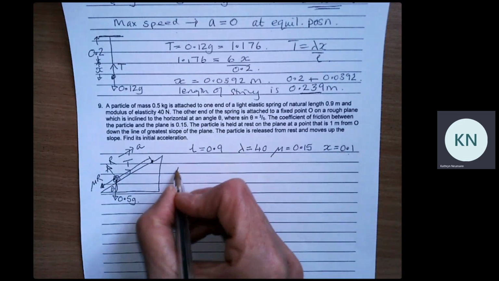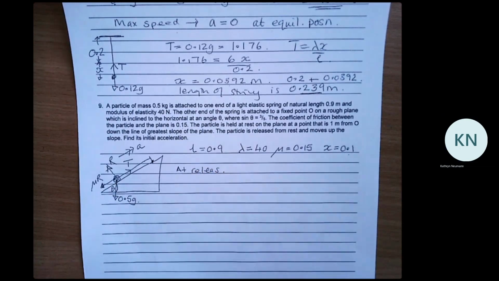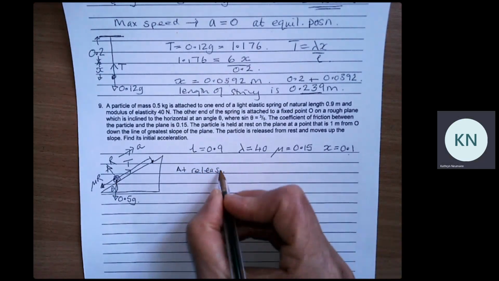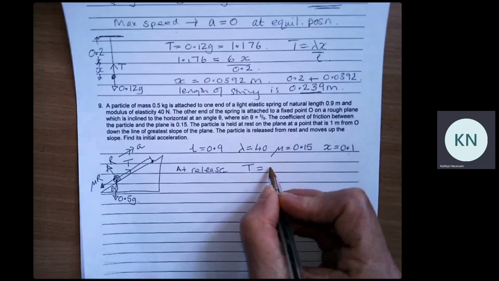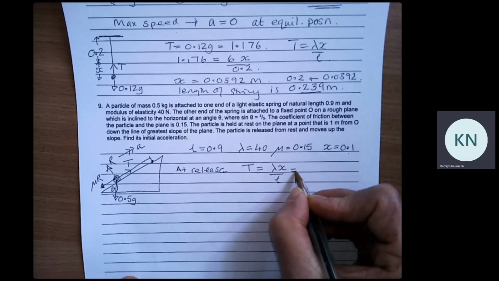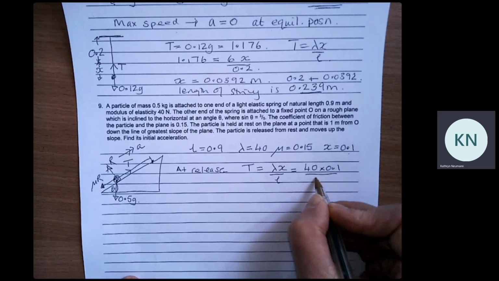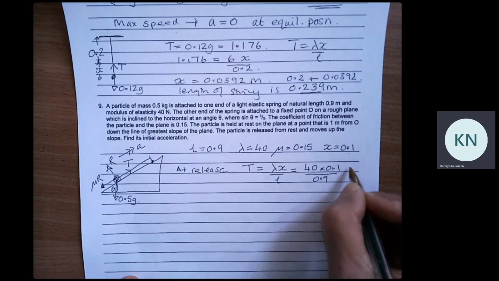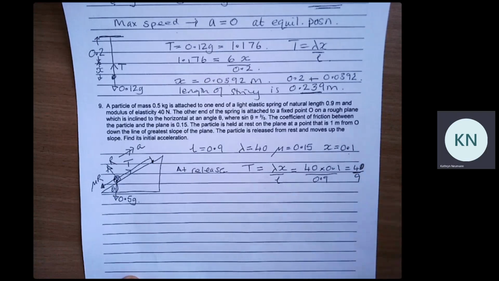So at release, what's happening? At release, the tension in the string is lambda x over L. So we can use Hooke's law, and we've got lambda, which is 40, the extension is 0.1, and the natural length is 0.9. So that's 40/9. And I would leave that as that exact value.